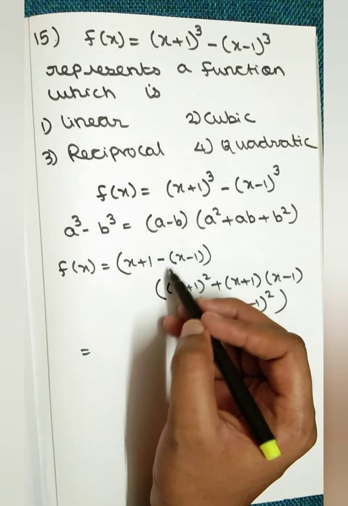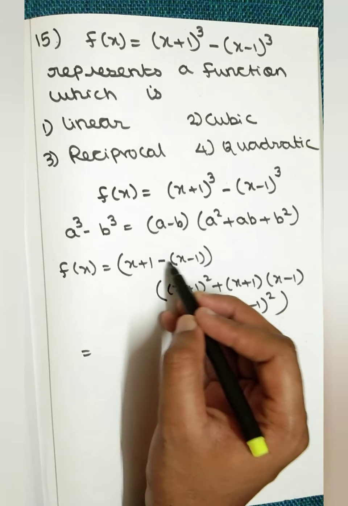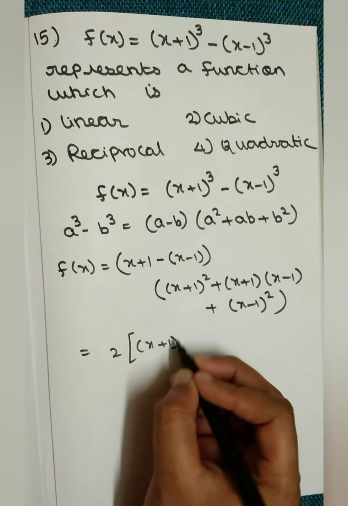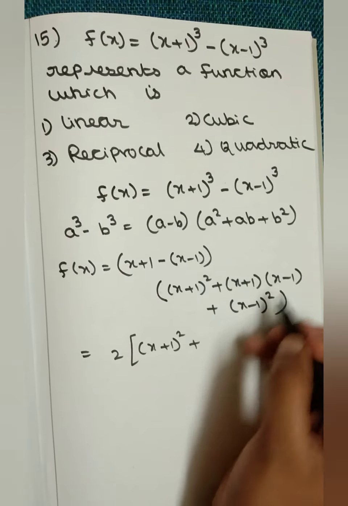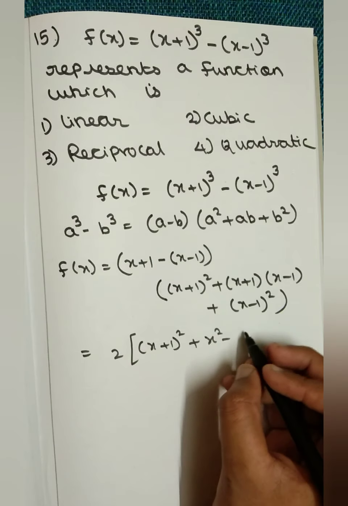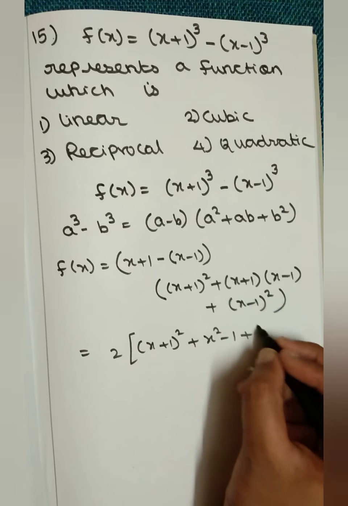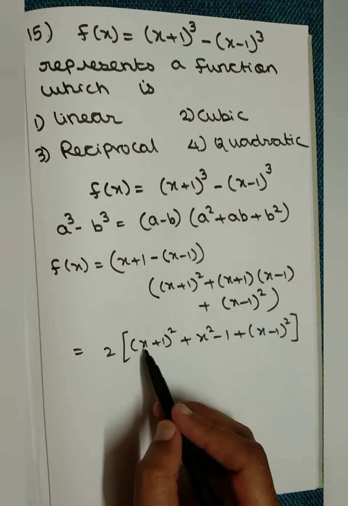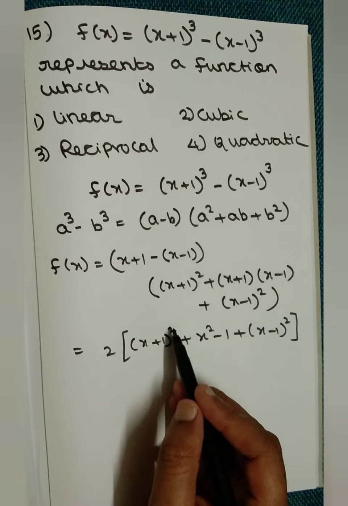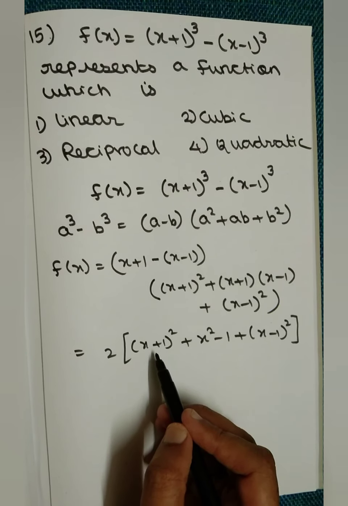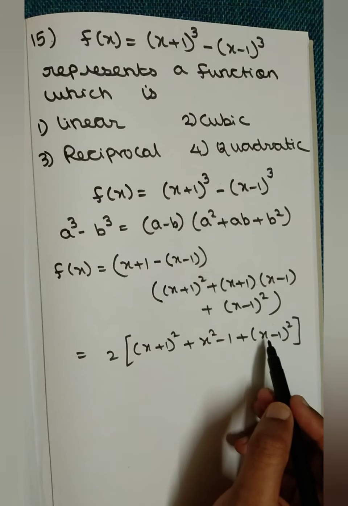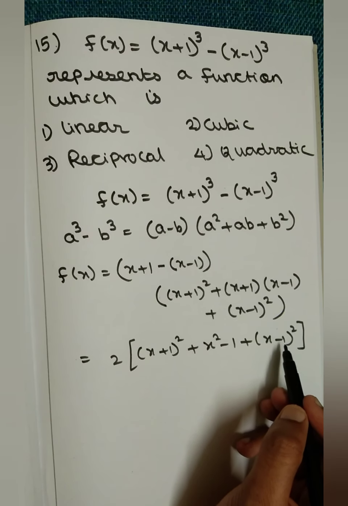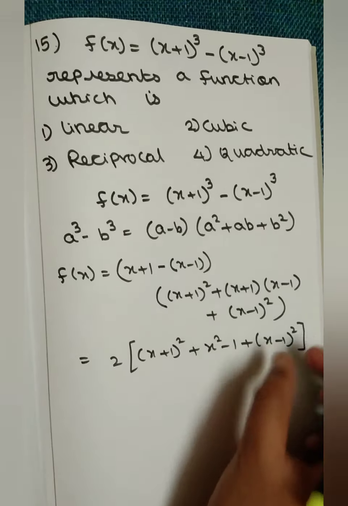Here if minus goes inside, minus x plus 1 will come. So plus x and minus x cancel. 1 plus 1, that is 2. Inside (x plus 1) the whole square plus, that is a plus b into a minus b. So a square minus b square, that is 1 plus (x minus 1) the whole square. If we expand the (x plus 1) the whole square by using the (a plus b) the whole square formula, it comes x square plus 1 plus 2x. And if we expand this (x minus 1) the whole square, x square plus 1 minus 2x will come.